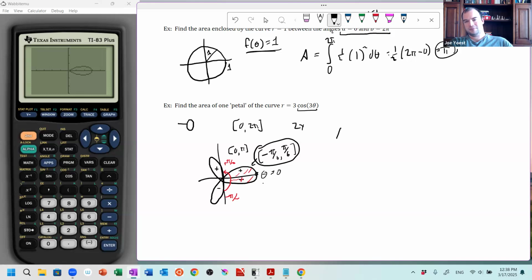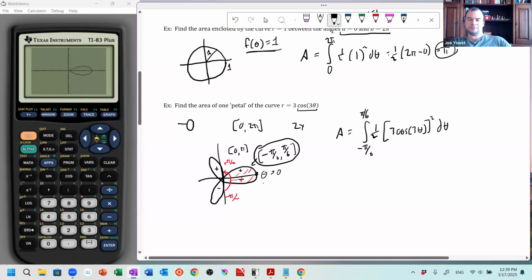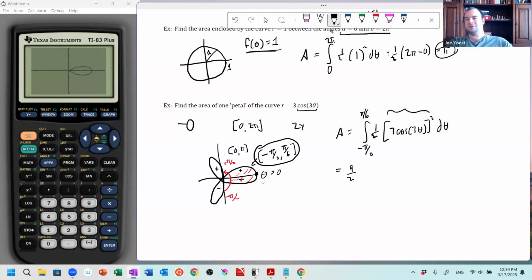Okay, so what do I want then? I want my area to be the integral from negative pi over 6 to pi over 6 of 1/2 f of theta squared d theta. This gives me 9/2. I do note that my interval is symmetric and my function is even. So I can actually double the value of this integral and integrate from 0 to pi over 6.